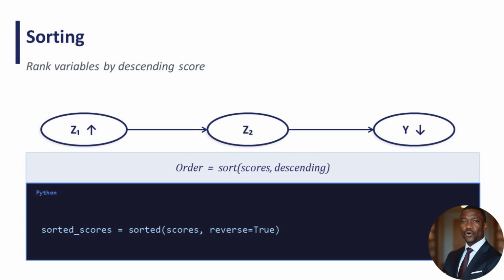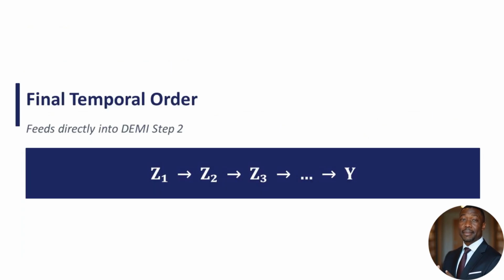Once we have a global score for every variable, we sort them in descending order. Variables with the highest scores occurred earliest across the population. Variables with the lowest scores occurred latest. The outcome variable Y is always forced to the bottom of the list, since DEMI is designed to predict Y from the variables that precede it. This ordered sequence defines the topological ordering of the directed acyclic graph that DEMI uses in step 2.